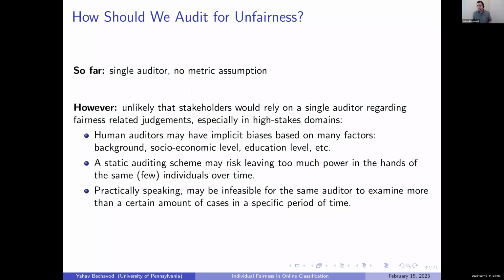So far we've focused on having a single static auditor, but in this work we are going to generalize this to multiple auditors. If you think about it, it's highly unlikely that stakeholders would entrust a single auditor with fairness-related judgments. This is due to human implicit biases based on many factors, due to the fact that having the same auditor over a long period of time puts too much power in the hands of the auditor, and also, practically speaking, tasking individuals with reviewing more than a specific number of cases might be infeasible in a specific period of time.